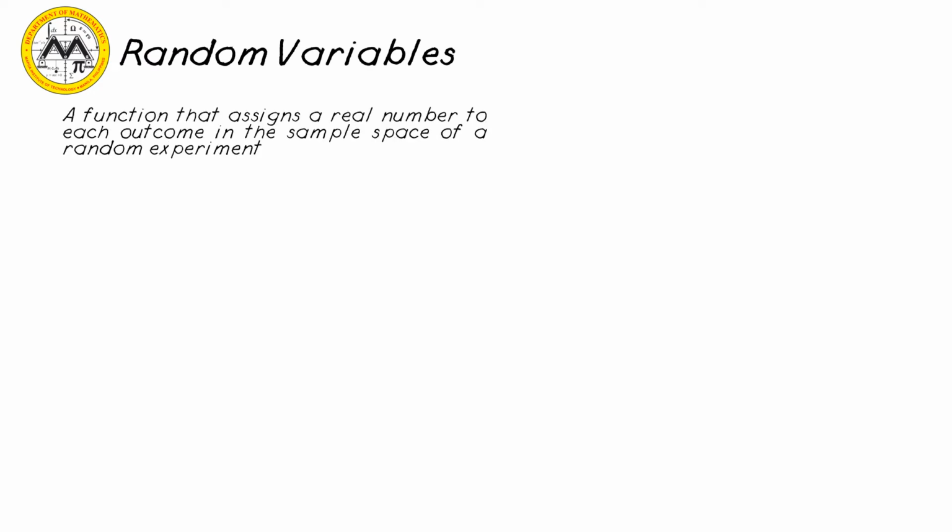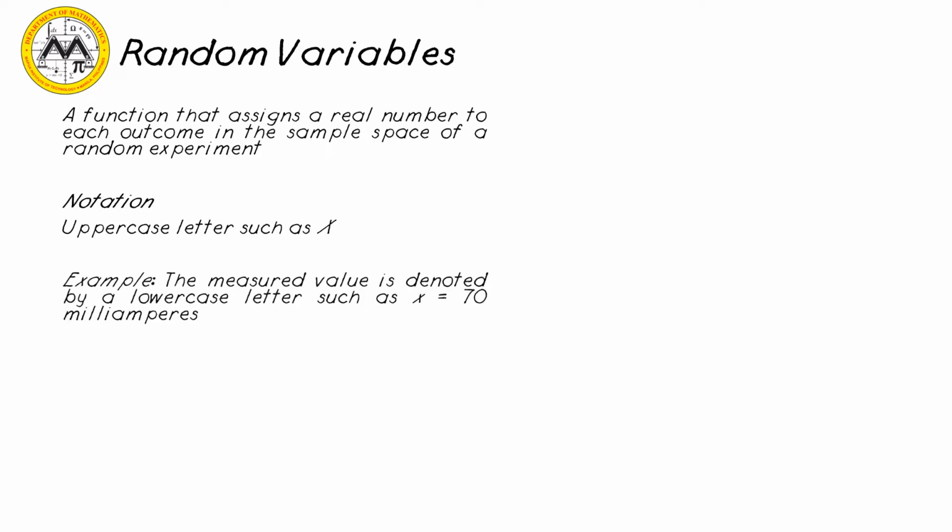Random variables. A random variable is a function that assigns a real number to each outcome in the sample space of a random experiment. For our notation, we use uppercase letters such as capital X to denote the random variable, and the lowercase would be the elements of the random variable.